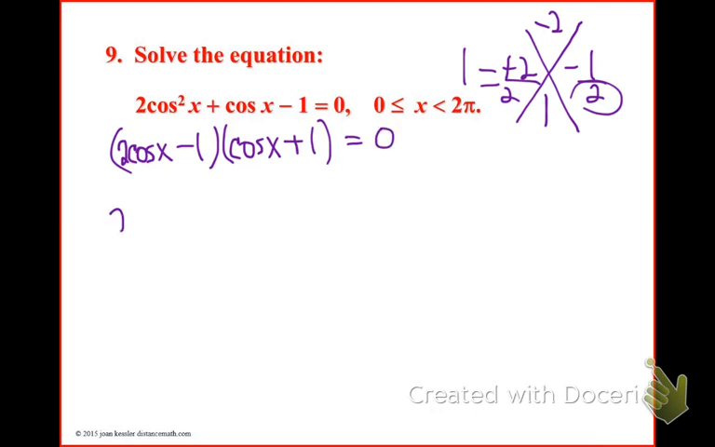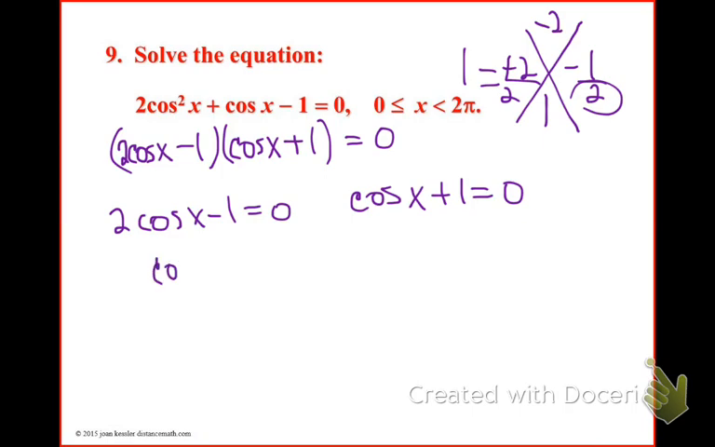All right, so let's split them on up. So we have 2 cosine x minus 1 equals 0, or the cosine x plus 1 equals 0. Let's take that 2 cosine x minus 1. We're going to move that 1 over, which would become a positive 1, and then divide out the 2, right? So all of this would be cosine x equals positive 1/2. And over here, we're going to move that 1 over as a negative 1, so this would be cosine x equal to negative 1.